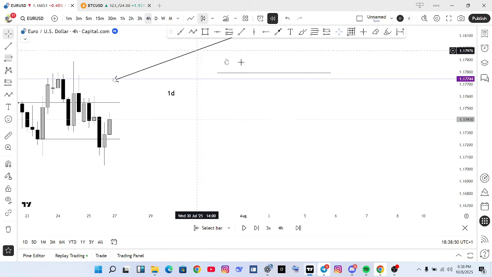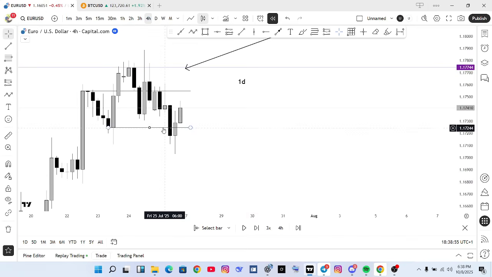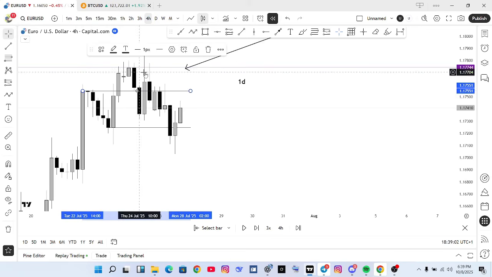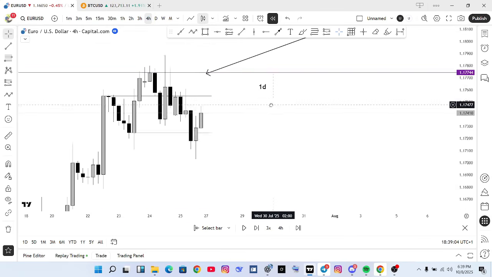So when a storyline starts, your first entry is where? The place where it was broken. That's your breaker block. Your second entry is where? Your QM. Your third entry is the extreme.